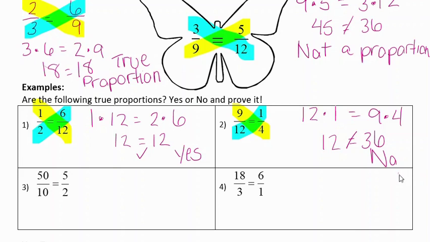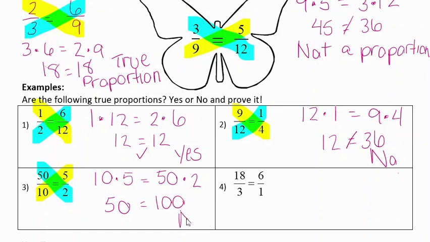Why don't you try number 3 and number 4 on your own? So if we look at number 3, I'm going to do 10 times 5. And then I'm going to do 50 times 2. And if I do 10 times 5, you should have gotten 50. And if I do 50 times 2, I get 100. So these are not proportional. And you can put that not equal to sign in between there.